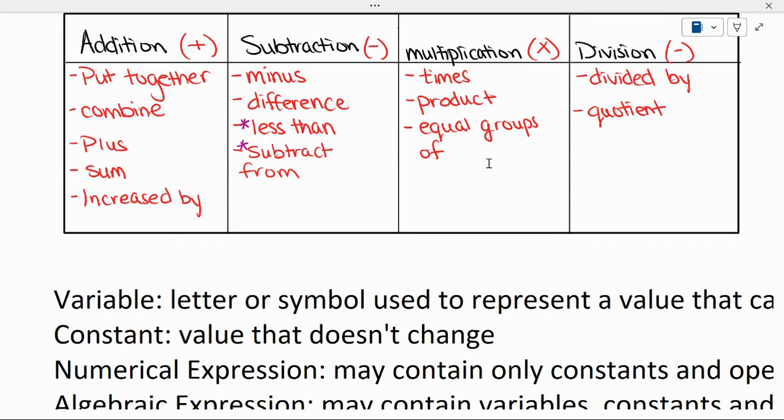Note that less than and subtract from have stars next to them. It's because the order, when you actually write them out, will be the opposite. And you will see when we actually do some problems. And for multiplication, we have times, product, and equal groups of. And for division, we have divided by and quotient.